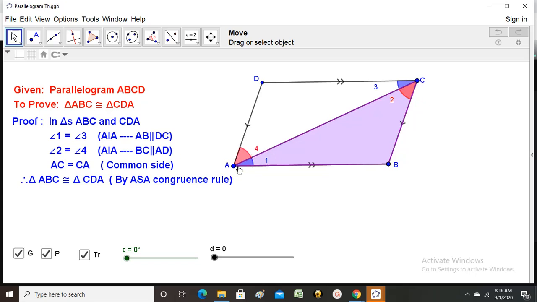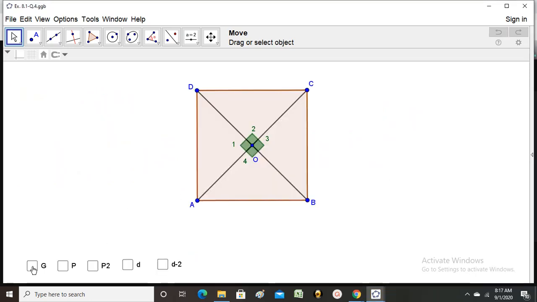And AC in this triangle is CA in the other triangle. Therefore AC is equal to CA, it's a common side. Therefore, by the ASA congruence rule, these two triangles are congruent. So this is the proof of the theorem. Quickly go through this, and we will go through this also.